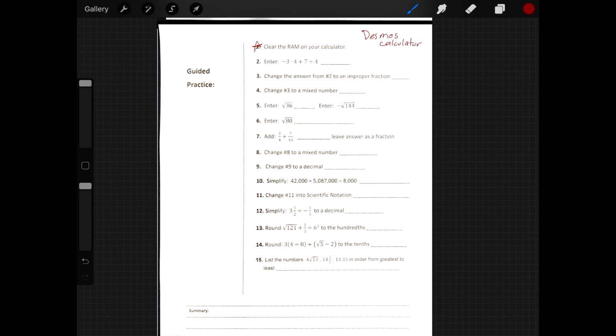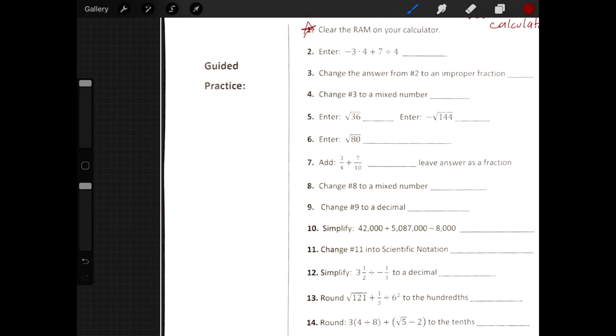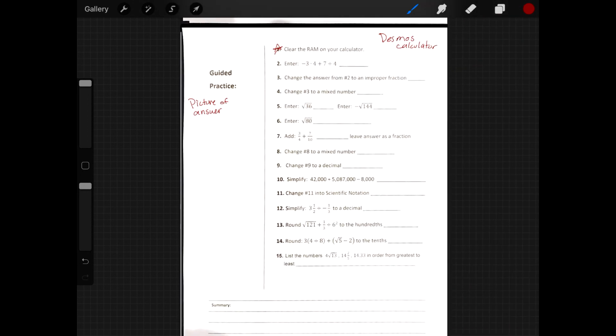Okay, so for your assignment for today, you're going to take a picture of either the answers, or if you want to write out the question with the answer, that will be perfect as well. Okay, so you can start at number 2 and then go 3, 4, 5 with all the answers. Okay, and that's what you will turn in for your assignment today.